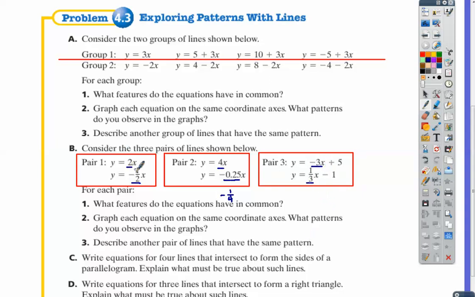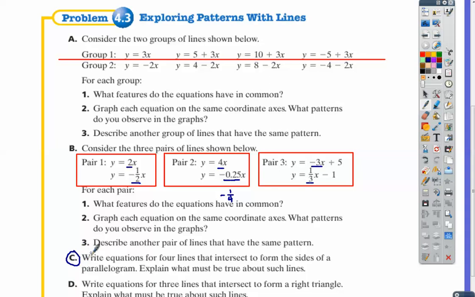Well, what do you notice between 2 and 1/2, 4 and 1/4, and 3 and 1/3? They're all reciprocals, aren't they? What else do you notice? One's positive and one's negative. Positive, negative, negative, positive. I think we've found an algorithm. So if we have two lines that have opposite reciprocal slopes, we get perpendicular lines. Opposite meaning one's positive and one's negative. Reciprocal meaning you're taking the reciprocal of it. And then we end up with perpendicular lines. All right, so we have our algorithm.